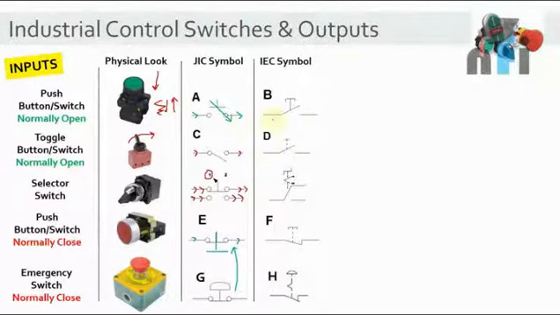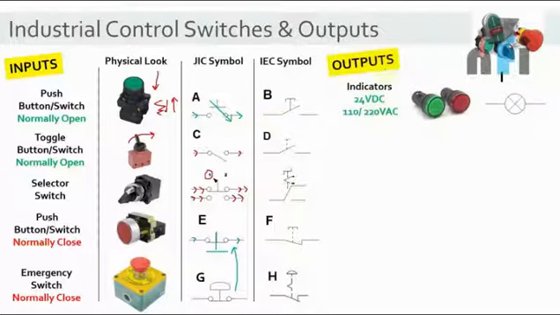Now let's see some basic output components. We have the indicators. These are the typical light indicators, and that's the symbol for that. These indicators can be 24 volt actuated, could be DC, could be AC, and it could be 110 or 220 AC volt actuated. So it's up to you whether you want AC or DC. That depends on the power supply you have in your panel. If your panel has AC supply only, then you have to use only AC indicators. If your power supply also has DC, you can use DC and AC. It's up to your application.